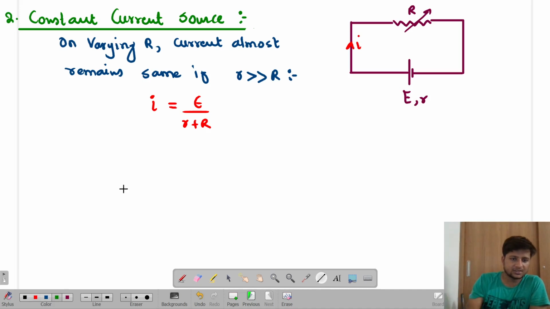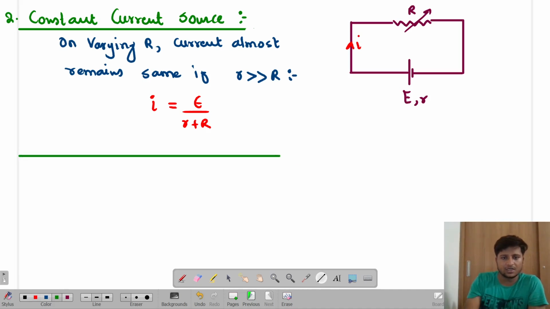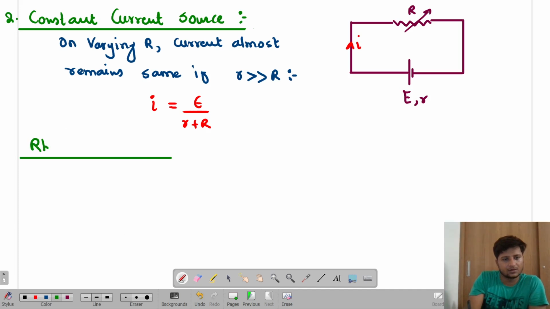The third device we use, I have already described, is called a rheostat, isn't it? But we'll see how it is used in the experiment.